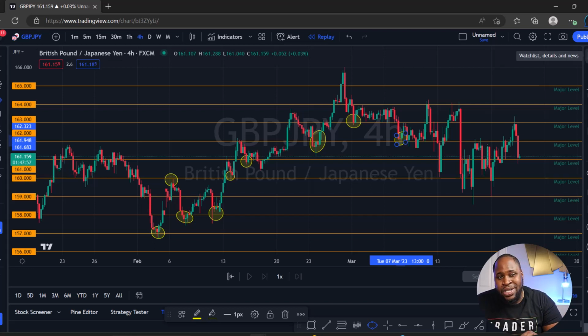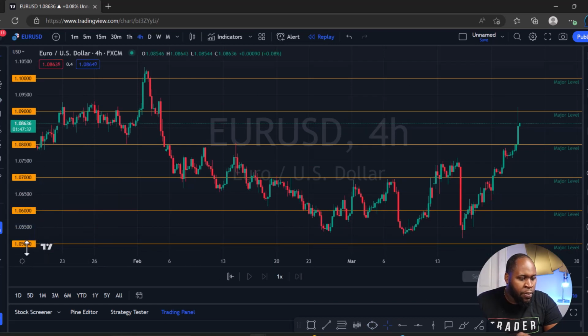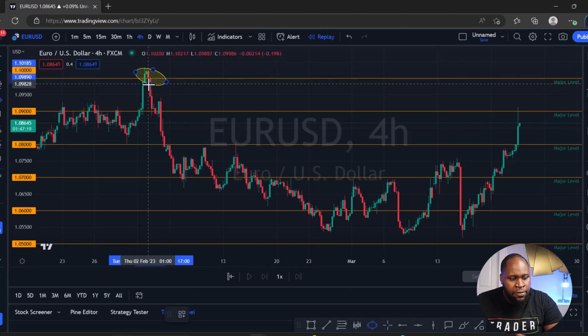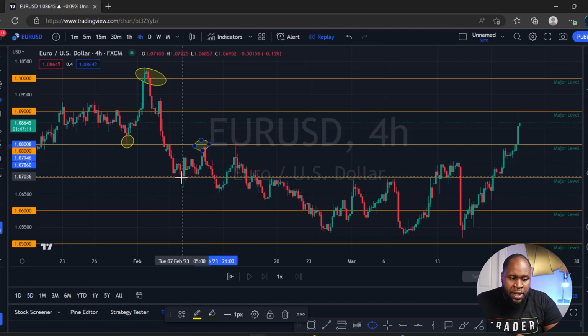Now, you can also see this in other pairs as well. Let's take a look at EU. On EU over here, we also have separated this in 100 pip ranges, as you can see. So we have a 1.05, 1.06, 1.07, 1.08, 1.09, and 1.10. And if we take a look at how these levels became significant support and resistance, you should be surprised if you never knew about this, right? So when you are drawing support and resistance, this may be a good idea.